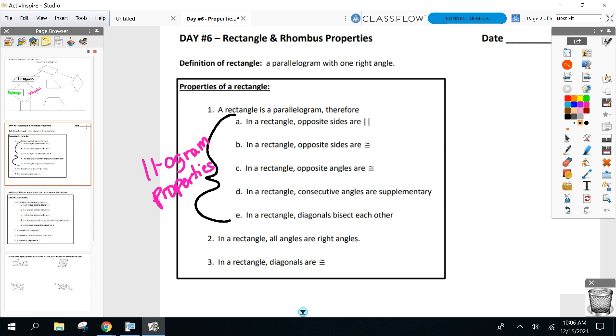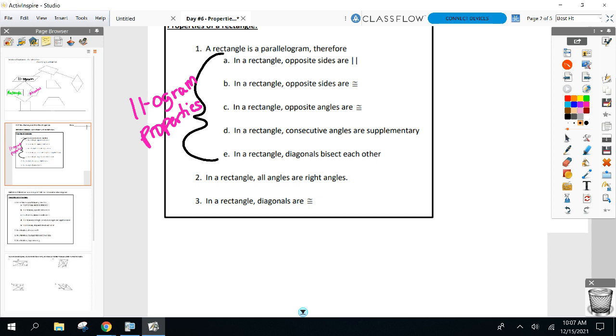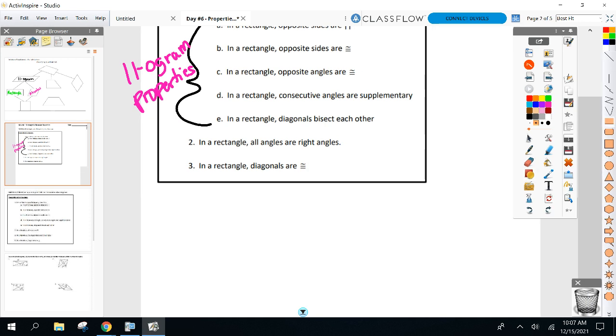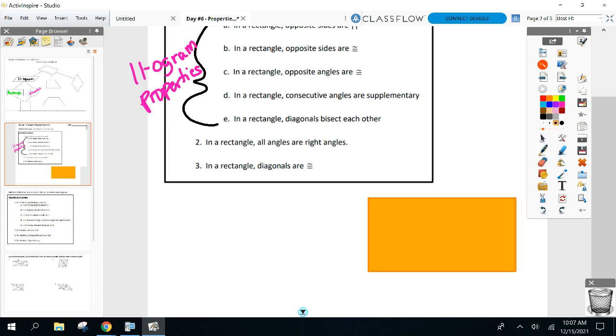Here's where it's going to get tougher, though. Now you have a couple extra theorems or properties that only go to the rectangle. They don't go to the rhombus and they don't go to the parallelogram. They only go to the rectangle. And here they are. I think this first property you knew already. In a rectangle, you have 4 right angles. All angles are equal. They're all right angles. Is that part of a parallelogram? No. And it's not going to be part of a rhombus property either. Only for a rectangle are all the angles right angles.